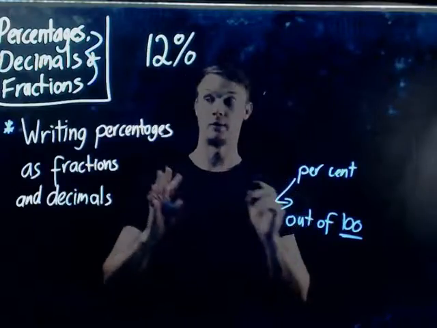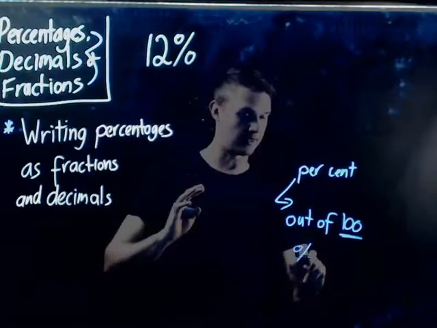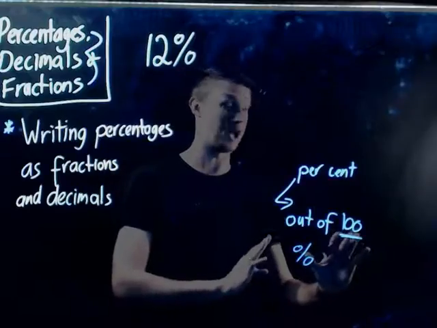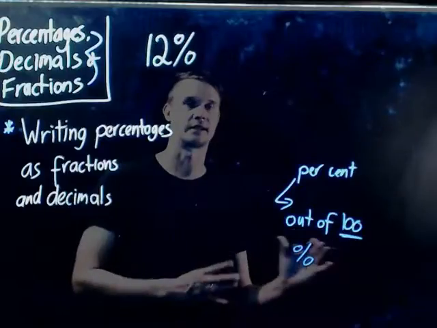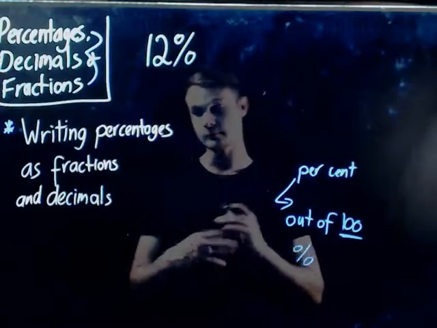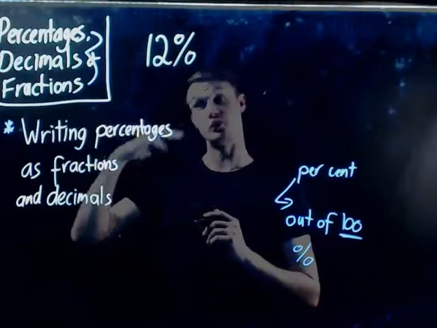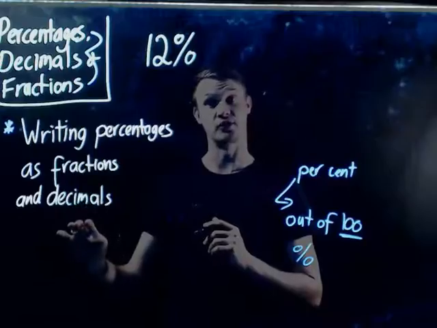When we write percentages, we use a symbol which you'll see up here. Try to think of it as another way of writing 100. You've got your 1 through the middle and your 2 arrows either side. That basically just means out of 100. So what we're going to do now is look at how we write percentages as fractions and decimals.